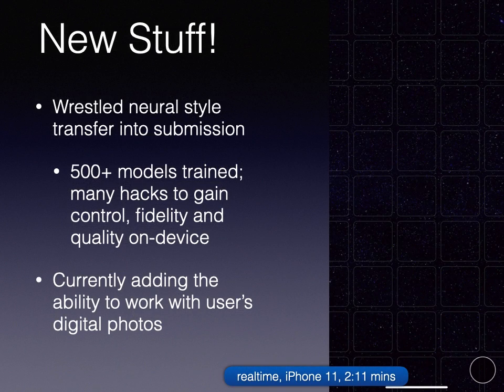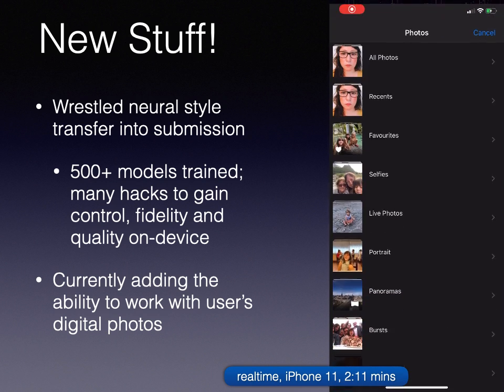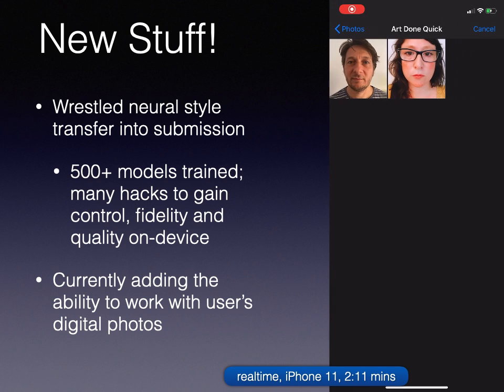So for the last couple of months I've been in a deathmatch wrestle with neural style transfer, which, let's face it, isn't ready for this kind of application, but I think I've won the wrestling match. I've trained at least 500 models. I've had to hack like hell to gain control, fidelity and quality on device, but it does work. So this demo allows the user to add images of their own now, photos to the image sheet.